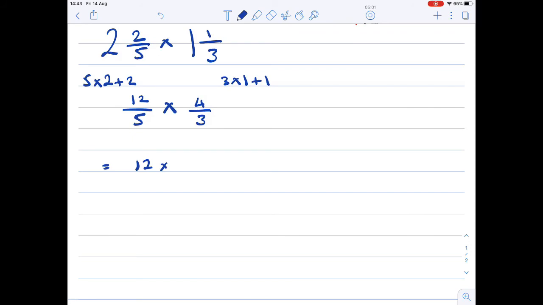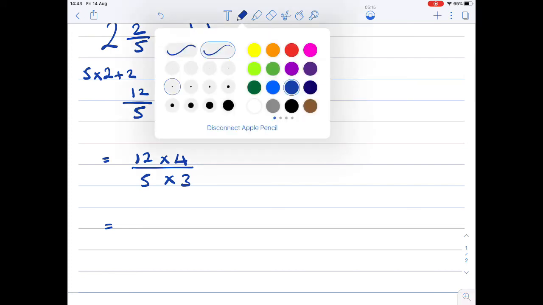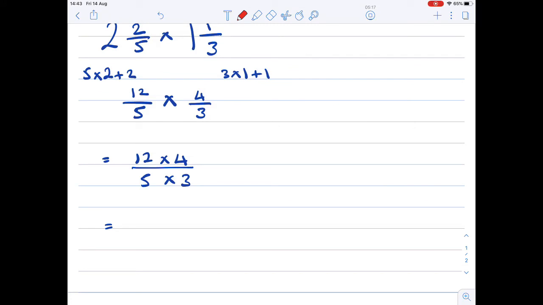So you've got 12 times 4 along the top, and then you've got 5 times 3 along the bottom. So you can either do your calculation now, 12 times 4 and 5 times 3, write your answer and then simplify it down, or if you can spot something that you can simplify before you do the calculation, that can make your life a bit easier. Okay, so I've spotted that there's a 3, and 3 goes into 12 as well. So 3 goes into 3 once, 3 goes into 12 4 times. Then all I need to do is 4 times 4 along the top and 5 times 1 along the bottom, which will give me 16/5.